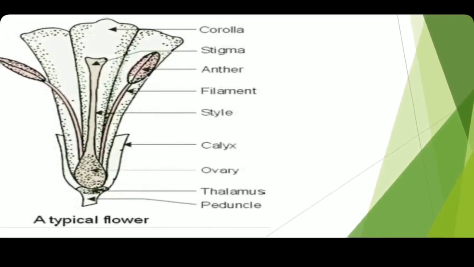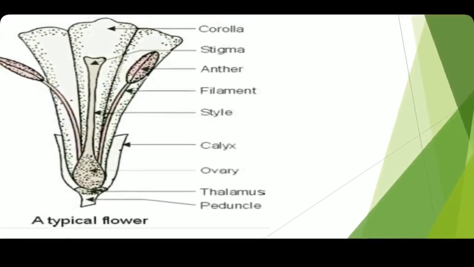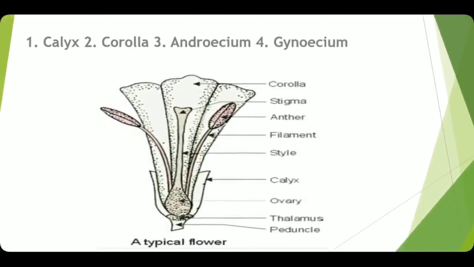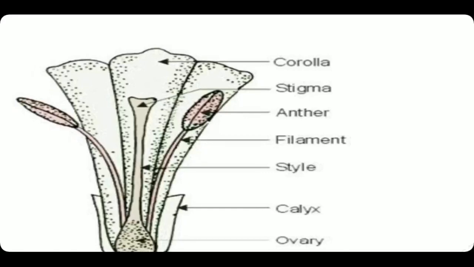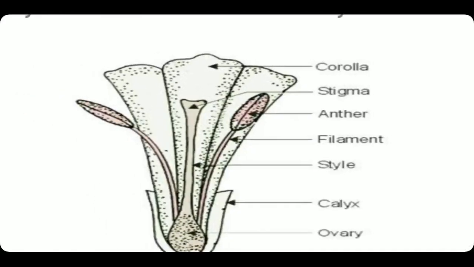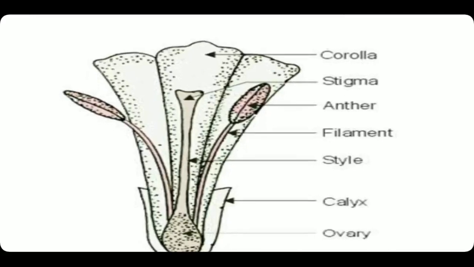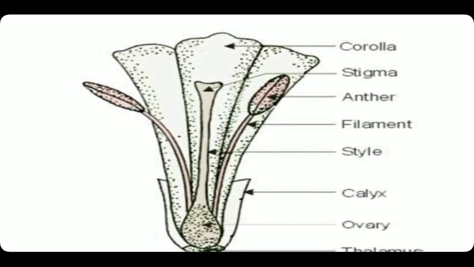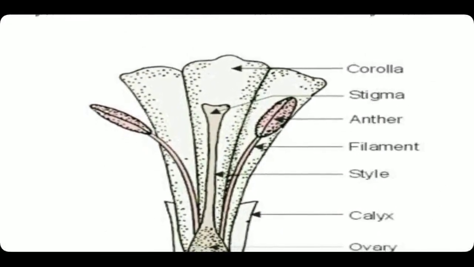Then above the pedicel or peduncle there is the thalamus, a basal region. Then the first whorl of the flower is called calyx, which is green in color, and above it is the corolla, which is the colorful petal structure of a flower. At the sidewise region there are two structures. These are the male part of the flower, the third whorl, which comprises anther and filament. Anther is at the top and filament is like a tube.